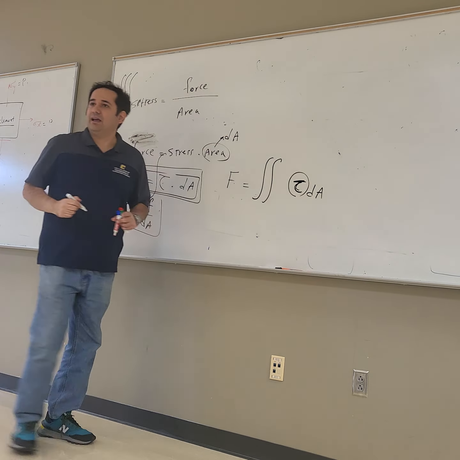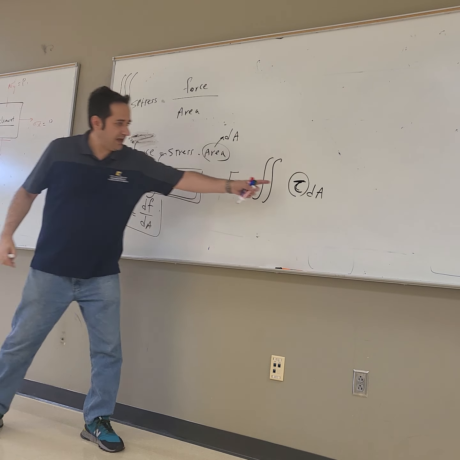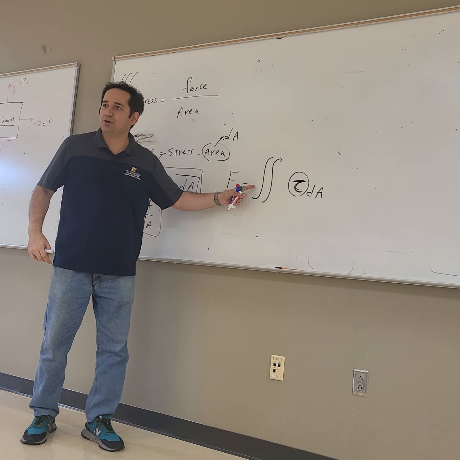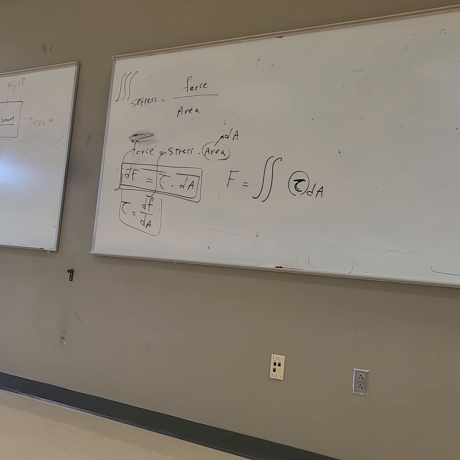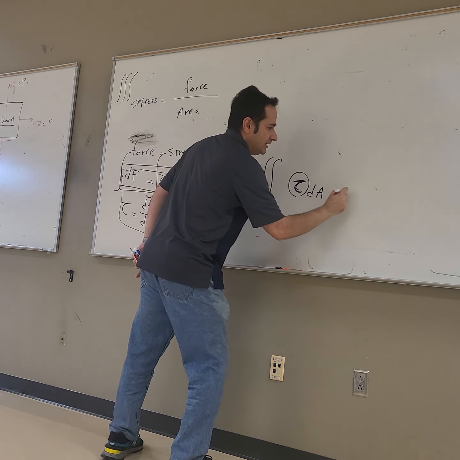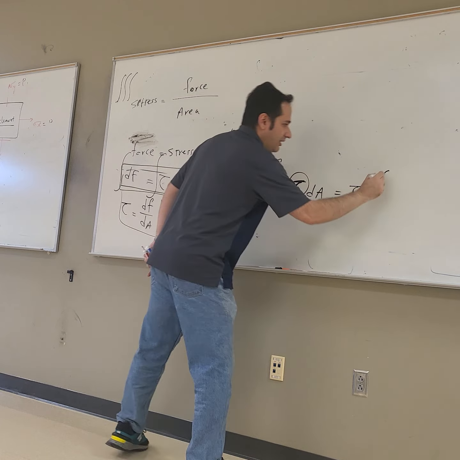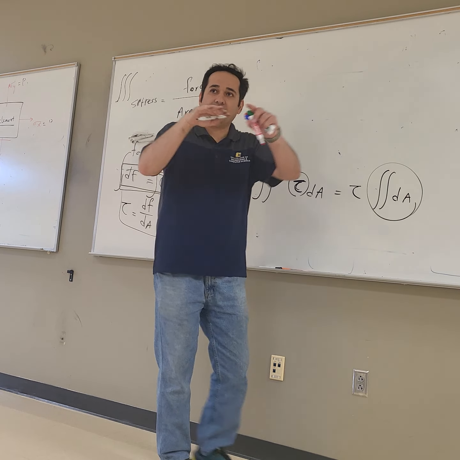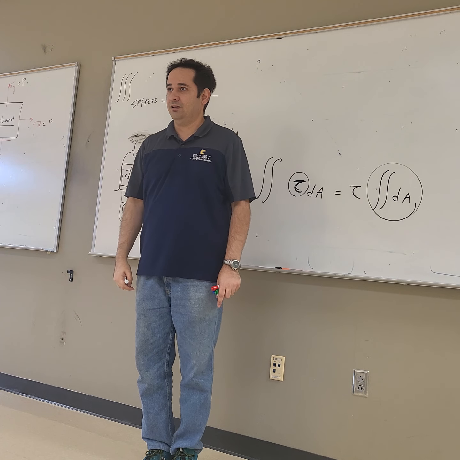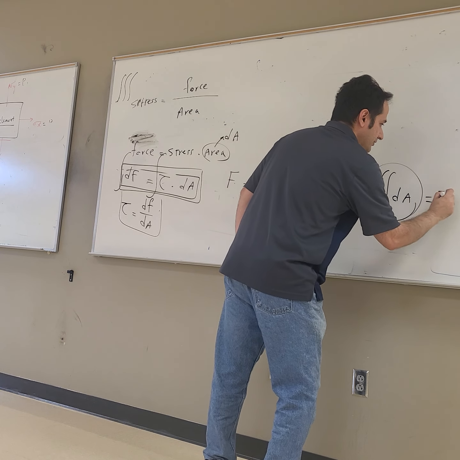Now, as he said, tau is constant everywhere on that surface. I can take it out of the integral. Why? Because tau only depends on the velocity gradient. It's just similar everywhere on this plate. You see that? So you can take it out. So it becomes tau times integral of dA. What's the integral of dA? The area of that plate. So it's going to be tau times A.